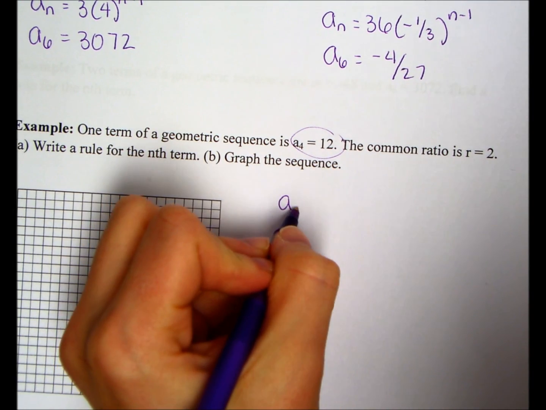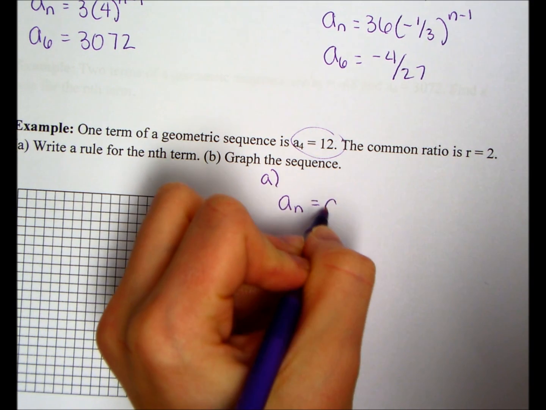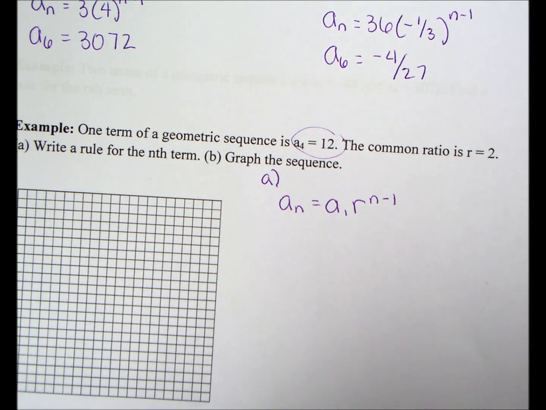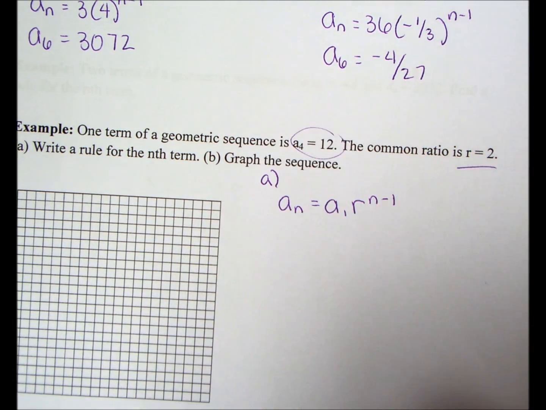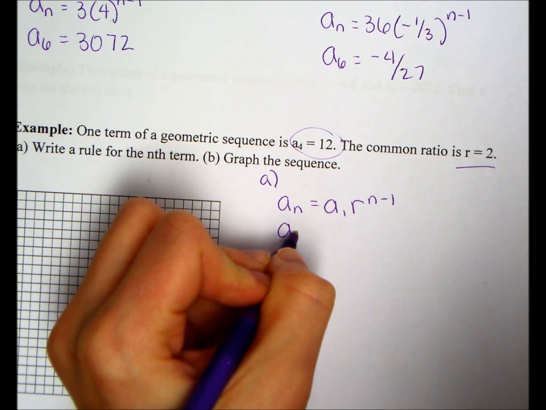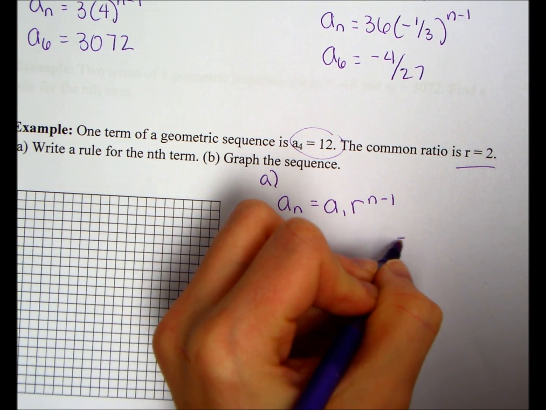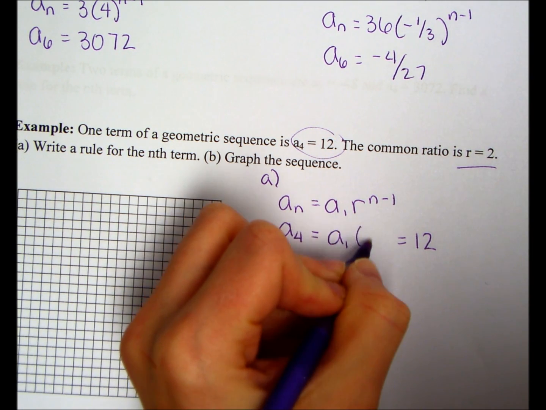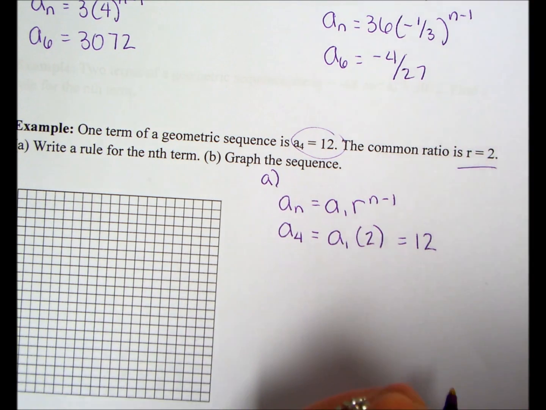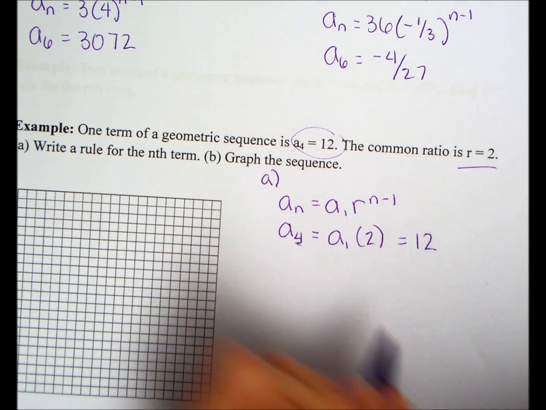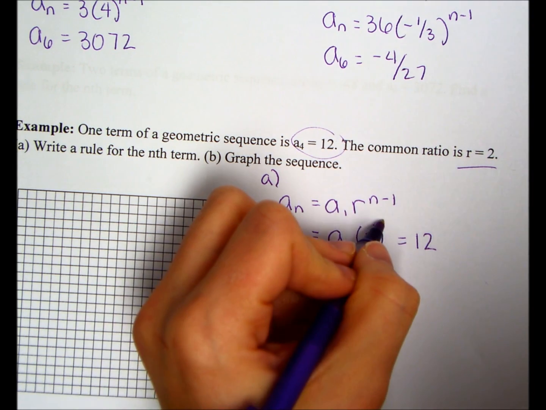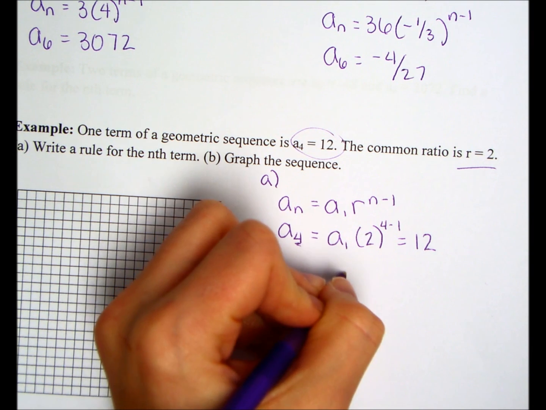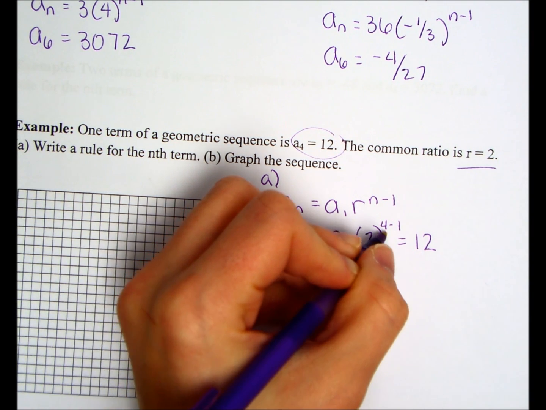So I know that any rule for a geometric sequence follows this format. Now, they tell me the common ratio is 2, that's nice of them. I know that the 4th term is equal to 12. I don't know what the first term is. I know that my r is equal to 2. And I know what my n is because they tell me I'm plugging in for this 4th term. So it's going to be 4 minus 1 in this case. So I'm going to say that I have a sub 1 times 2 to the 4 minus 1.